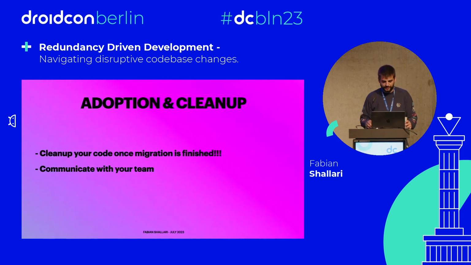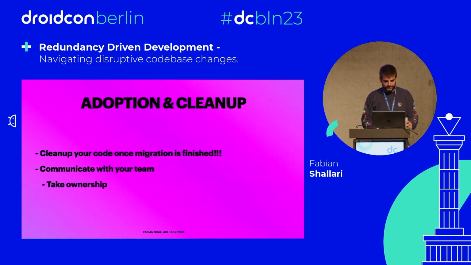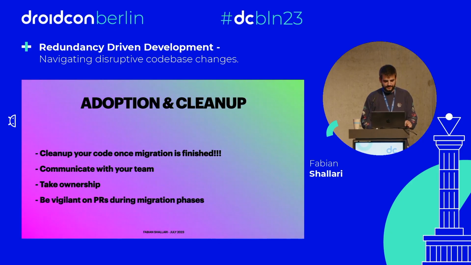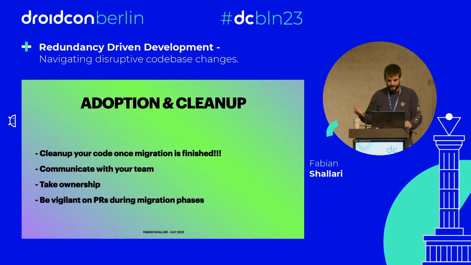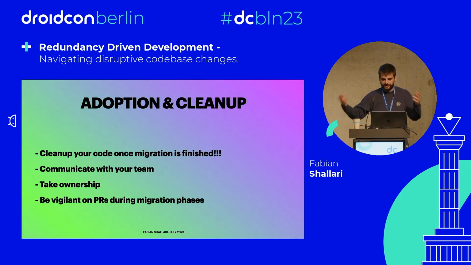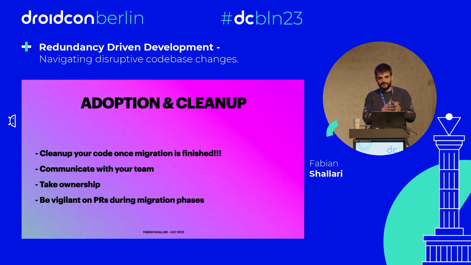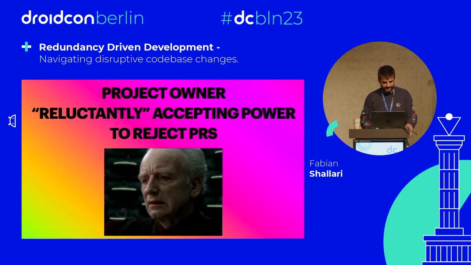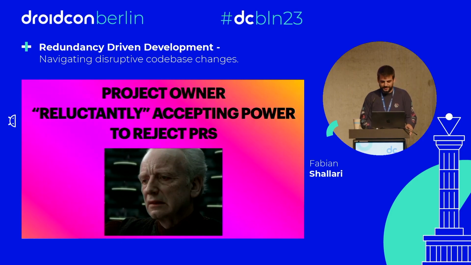You're doing this huge migration. You should also take ownership of the migration, which means that you have a lot of responsibilities. And it's actually your duty to be vigilant on PRs during these migration phases. So if something slips through the cracks, it's on you. And at Payback, we let project owners who are driving these huge migrations have more leeway in being able to reject PRs. And we all know that we love a lot of power, the power to reject PRs.